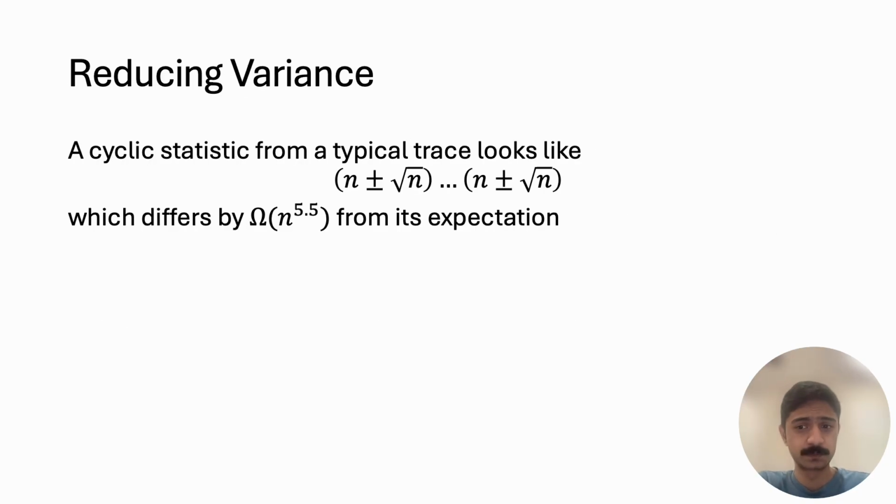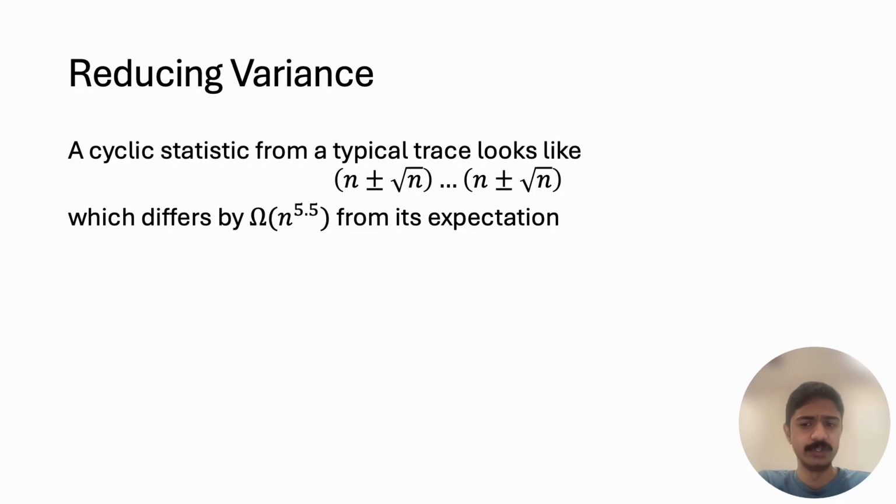So to solve this problem, it's worth looking under the hood at why the variance is so high. And the reason is that each of these binomials might deviate by square root of n from its expectation in a typical trace. So the cyclic statistic looks something like the product of a bunch of terms that each look like n plus or minus root n. Of course, the expectation doesn't have any root n's, so this statistic might, in the worst case, differ by something like n to the 5.5 from its expectation.